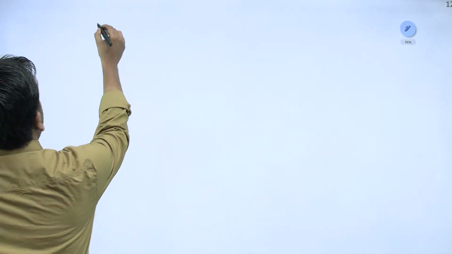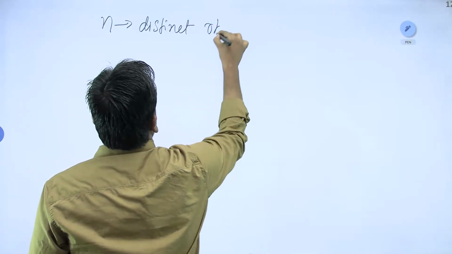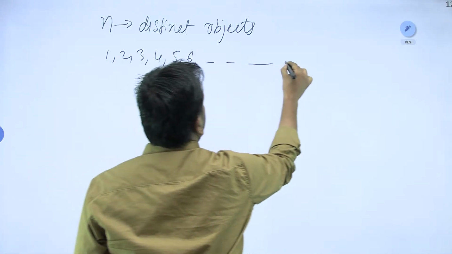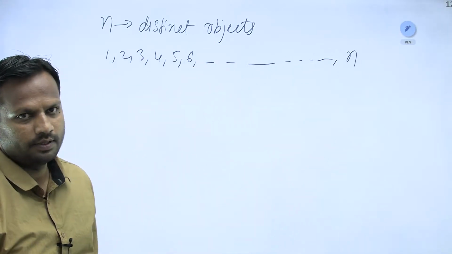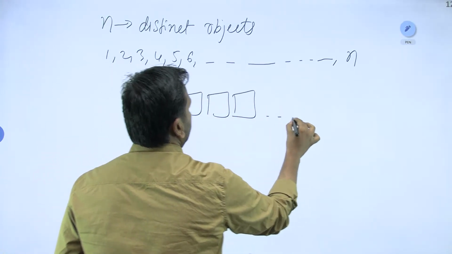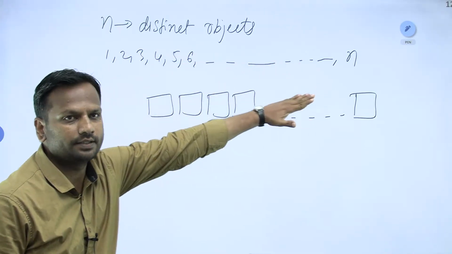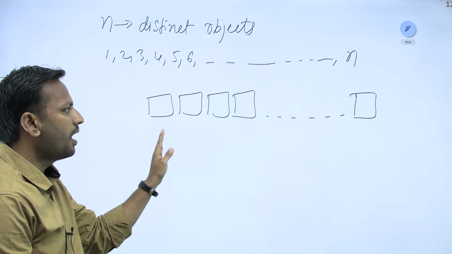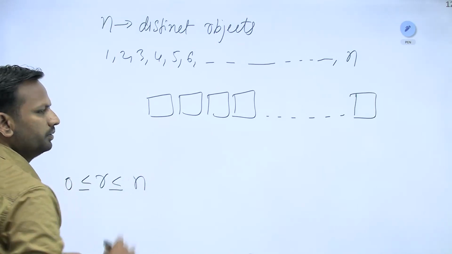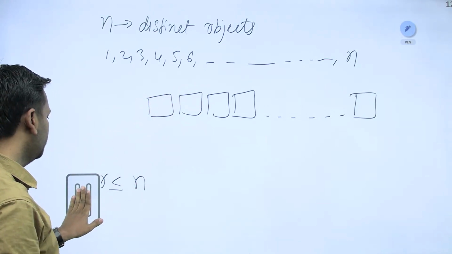Now you see, students, here I have n distinct objects, as 1, 2, 3, 4, 5, 6, and so on up to n distinct objects, and I have r number of boxes, right? So now out of n distinct objects, I have to arrange r objects, where r lies between 0 and n, right? At least one you have to arrange.